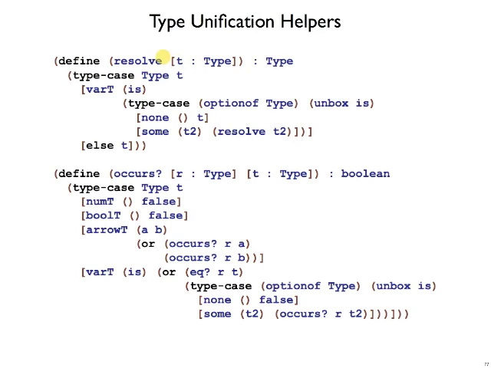Here are our helper functions resolve and occurs. Resolve just finds type variables and recurs through type variables as long as they have some assignment. As soon as we have a type variable that doesn't have an assignment, or any other kind of type, we just return it, whereas occurs goes through looking for a type variable that's equal to the one that we have.